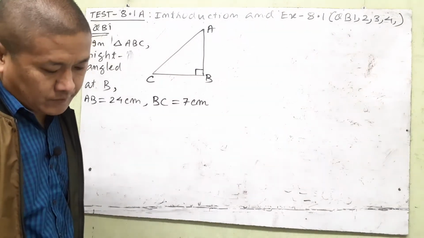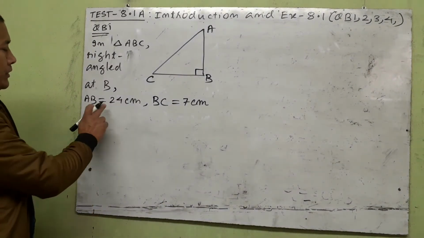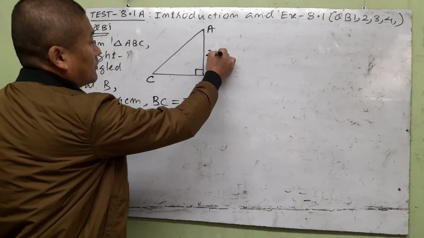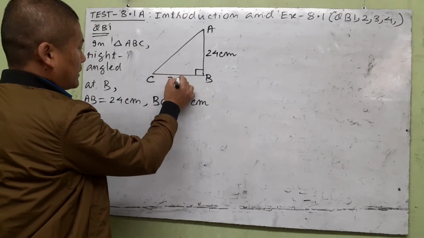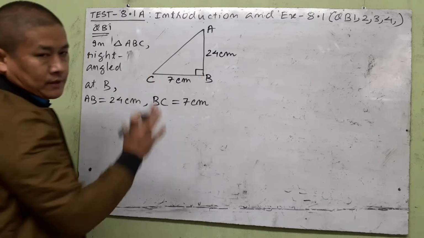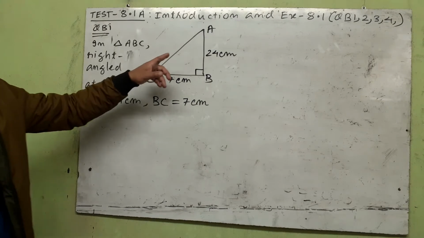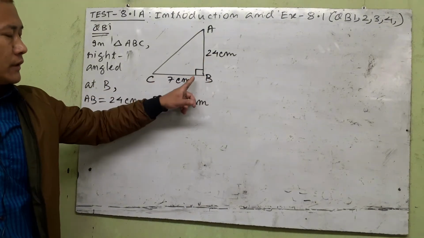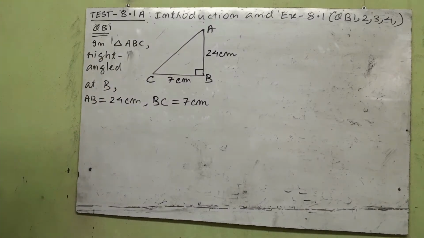And so we have to determine number one, sin A, cos A, all those things. Let's first do this. So AB is 24. If we want to mark, this portion BC is 7 centimeter long, this side. Now, which is the unknown side here? AB known 24 centimeter, BC 7 centimeter. Yes, the unknown is AC.